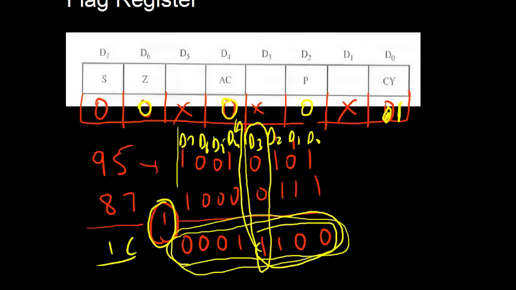Now the sign flag reflects the condition of the D7 bit. This D7, what we see, is 0, because of which this sign flag is 0. So this is one of the examples. We'll see one more example shortly after this.